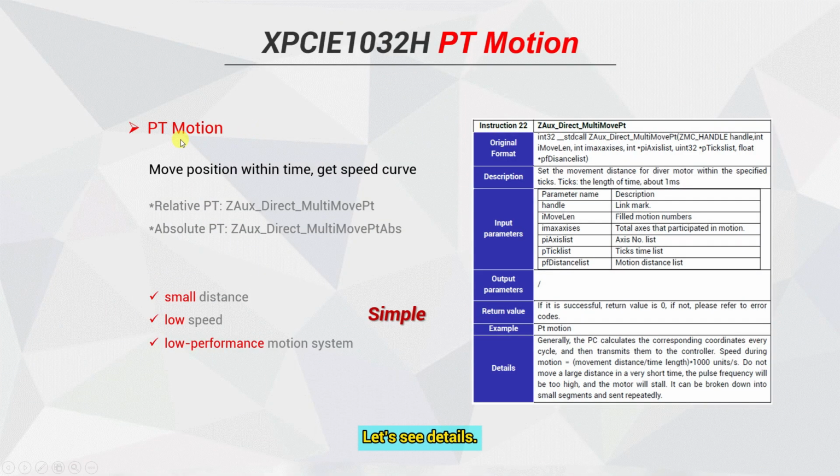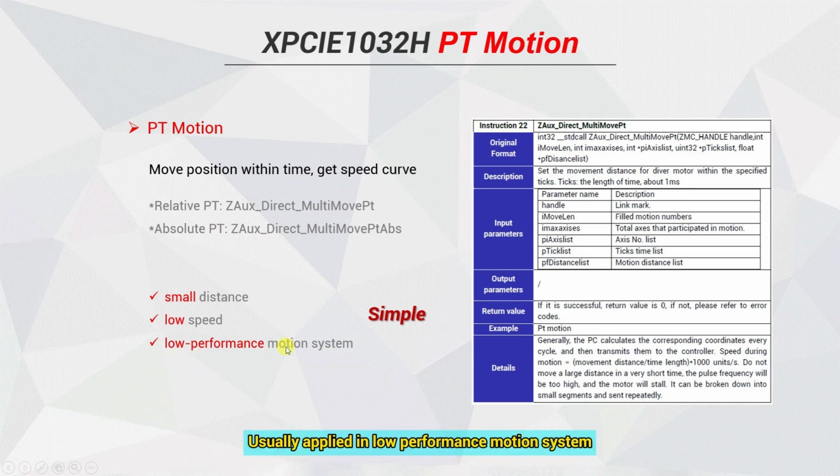Let's see details. PT motion is a simple algorithm. Move one certain distance in one certain time. These two are the main C# commands. You can do relative motion or absolute motion. Because it is easy, it is usually applied in low-performance motion systems, for example, motion that moves a small distance or moves slowly.